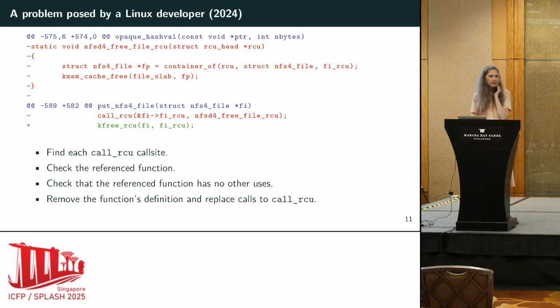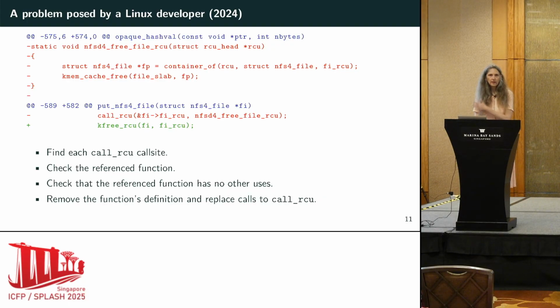We can see here in a bit more detail what kinds of changes are going to be needed. So we have this call_rcu here. That's actually the thing that we're most interested in. call_rcu has a second argument, which is the name of a function. And when we look at the definition of that function, actually the function is very simple. The only thing it does is call kmem_cache_free. So these are the kinds of functions.